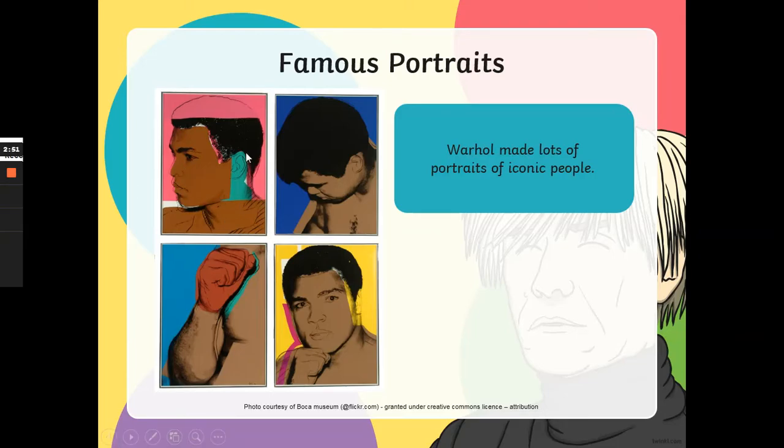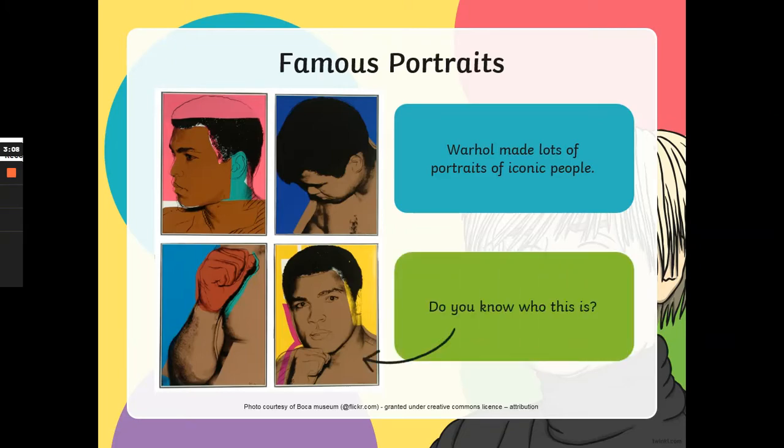So you see here he's added blue, he's added pink up here, pink down here by the side, a yellow background on this one, a dark blue background here, a lighter blue here. So it's really fun, really bright colours and a lot of block colours, okay? Do you know who this is? So have a little guess. Some of you may know. This is a really famous boxer called Muhammad Ali. He was a very strong boxer, really famous. So he was really admired by lots of people, so Andy Warhol chose him to have in his pictures.